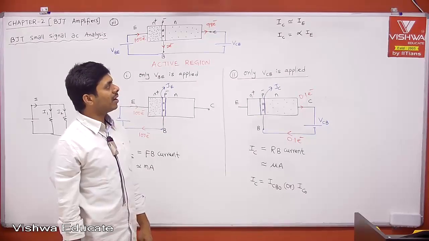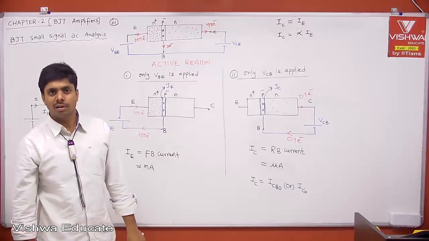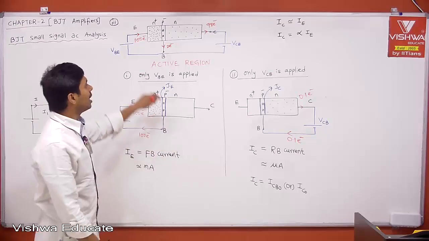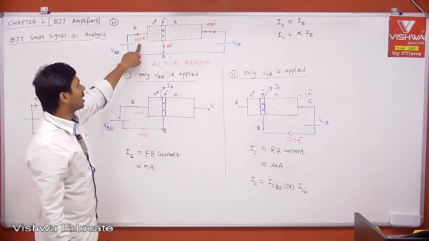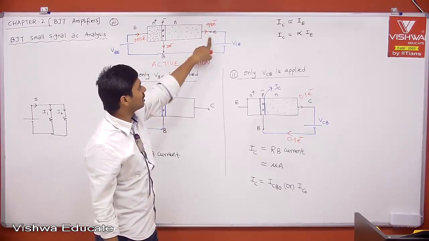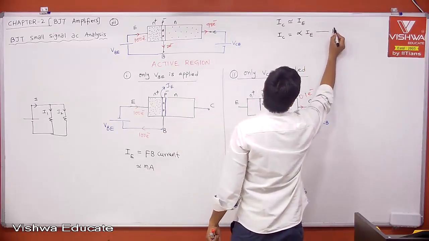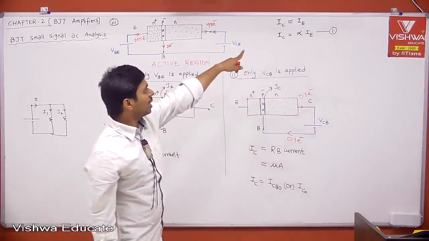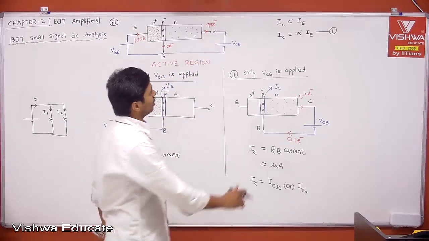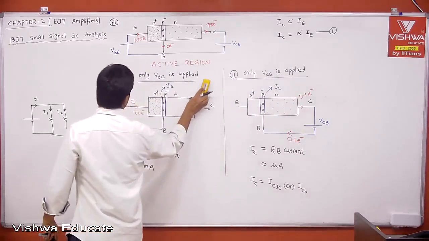When I say IC is equal to alpha into IE, where alpha in this example, can anyone tell what is alpha? Yes, 0.98. Alpha is 0.98, meaning 98% of your emitter current is nothing but your collector current. Therefore, IC is equal to alpha into IE. Let me call this equation 1. That IC, the 98 electrons I mentioned, is due to transistor action. What I do, let me erase this.